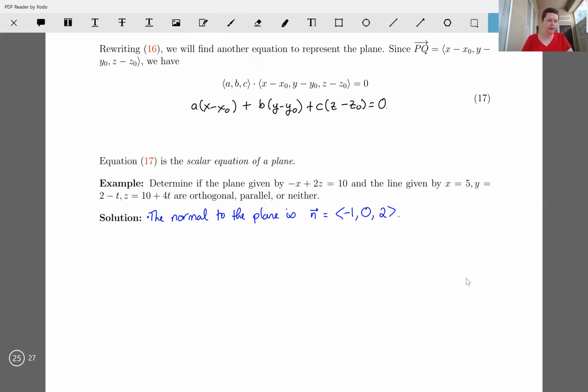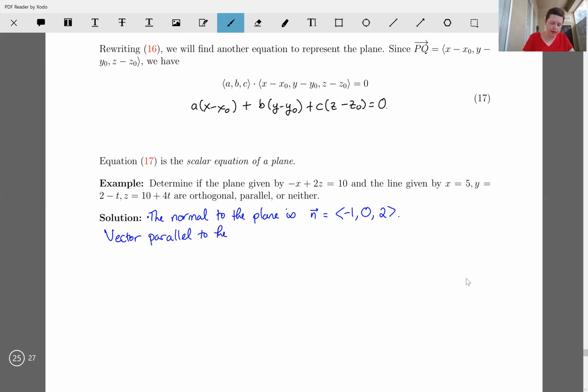Similarly, a vector v parallel to the line is, again, as we did in the last video, the direction vector. Recall the components are the coefficients of t in our parametric equations. For the x component, we have nothing, so 0. For y, the coefficient is -1. And finally, we have a 4. So those are our two vectors.